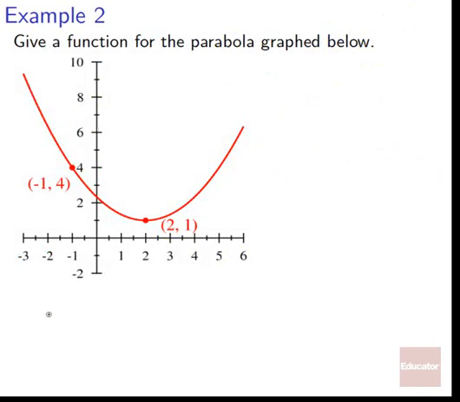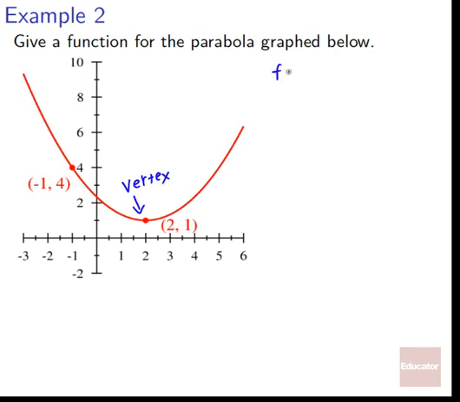All right, next example. Give a function for the parabola graph below. So we've got this great new form, and look at that. It looks to me mighty like we've got the vertex right here. It's pretty clearly the lowest point on that parabola, so it must be the vertex if it's the absolute lowest point on a parabola that's pointing up.